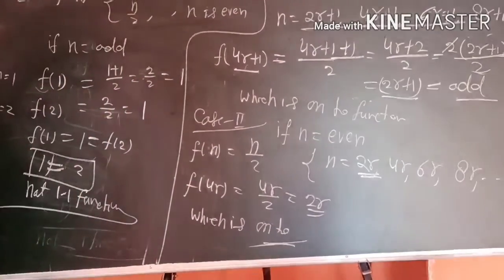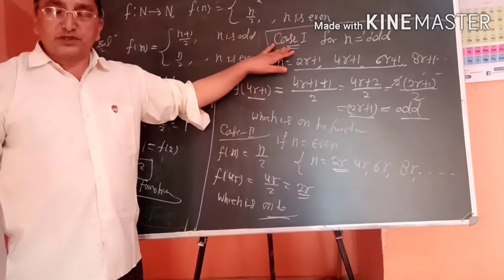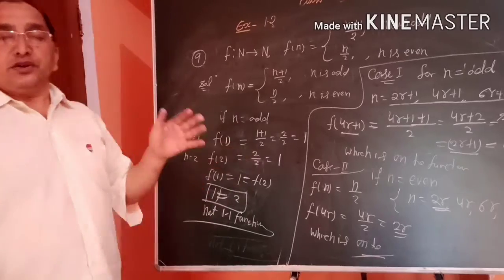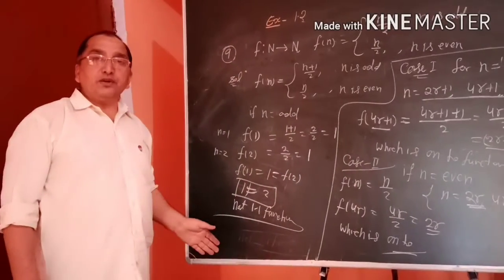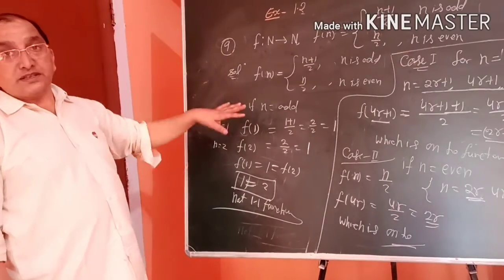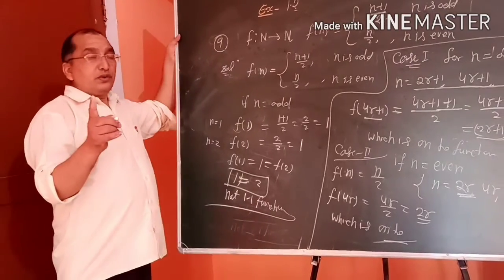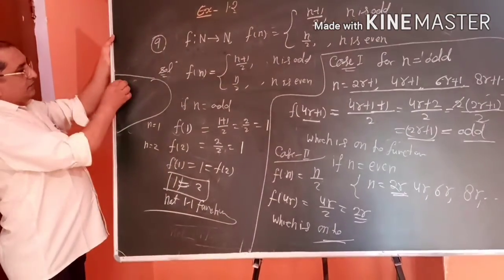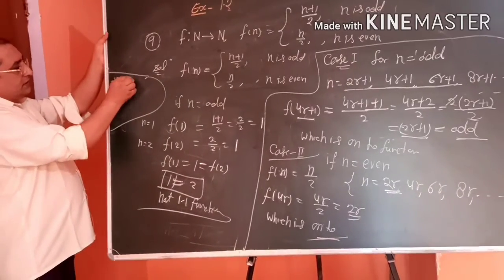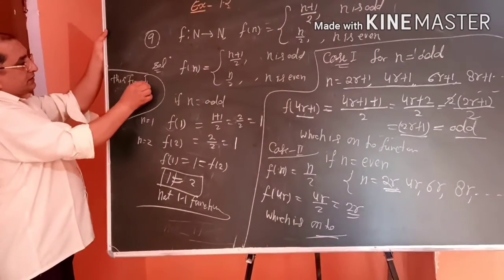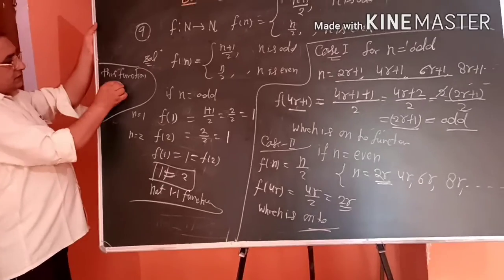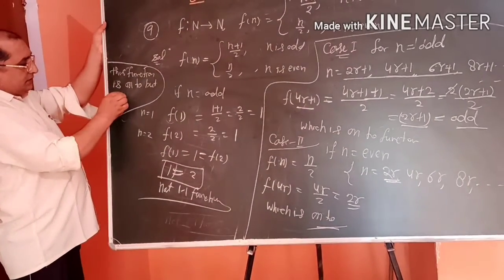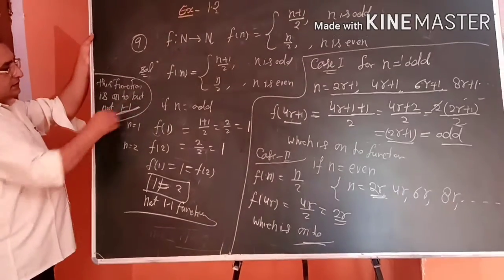In both the cases, whether we put n equal to even numbers or n equal to odd numbers, this is an onto function, but this is not a one-one function. Hence, the given function is onto, but not one-one. We can write here this function is onto, but not one-one.